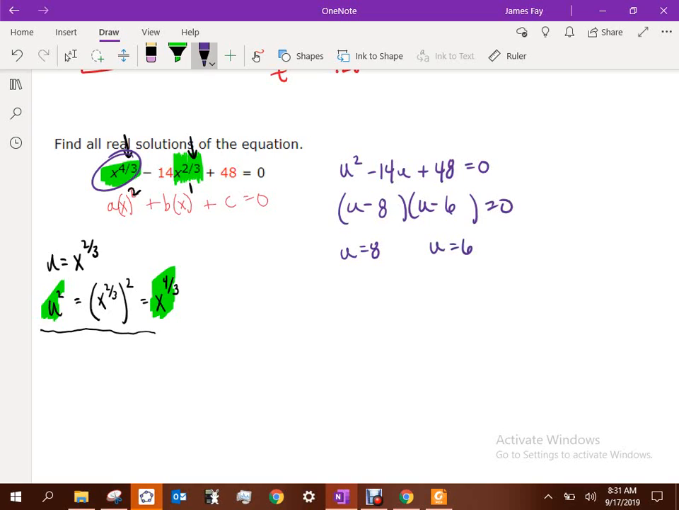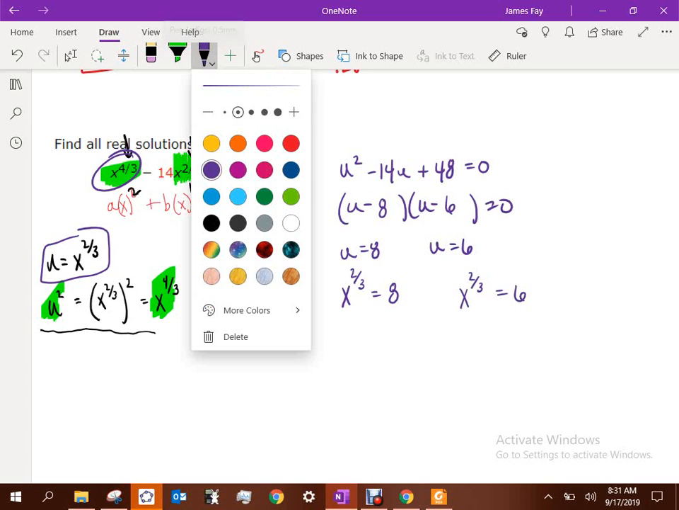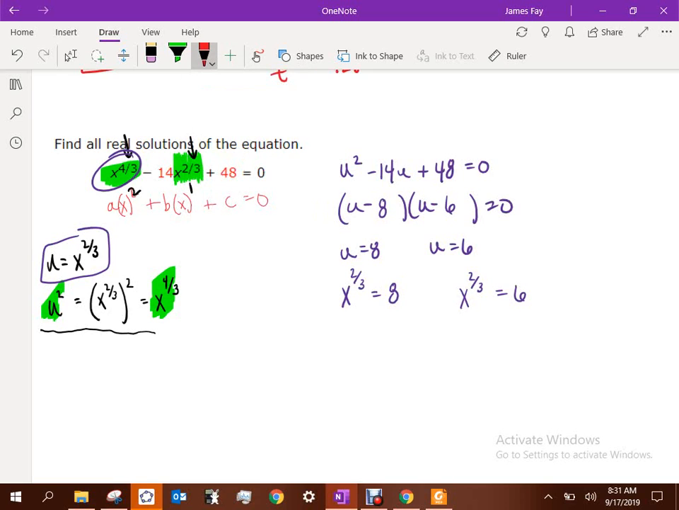Working through that, now that I've got what U is, let's back substitute. Remember, U was x to the 2/3, so we're going to replace that back in. So x to the 2/3 is equal to 8, and x to the 2/3 is equal to 6. We talked about two different techniques yesterday for eventually solving these for x. We'll do one technique with this one, and the other technique with this one, so we get a variety.